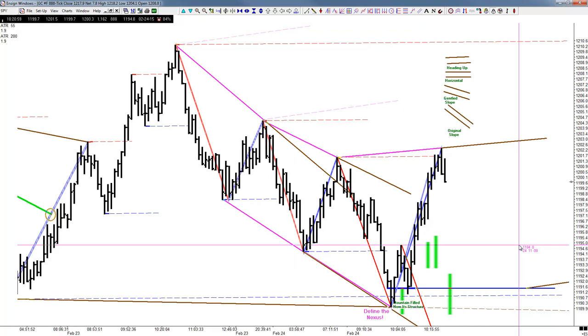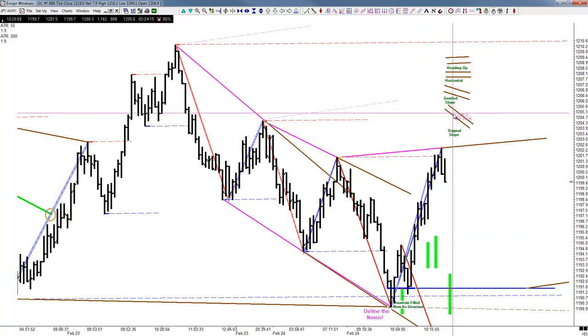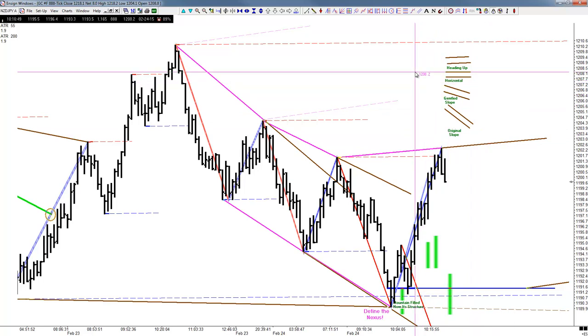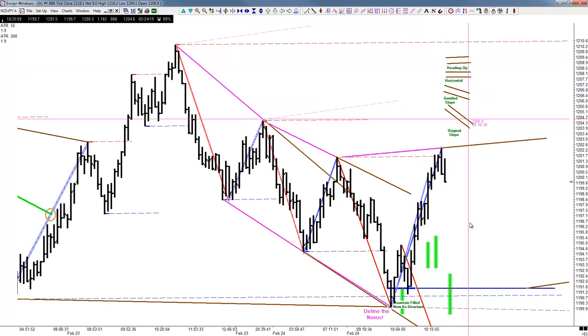Okay, here's a visual observation. I'm going to step away for about 90 seconds. I want you to think about this. Original slope, the slope gentles, horizontal, now the slope starts to head up. I want you to look at that, and I want you to think about how that plays into your thoughts. Okay, and I'll be right back. Think about it.